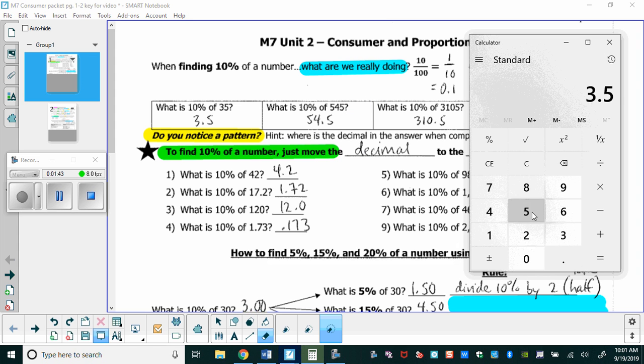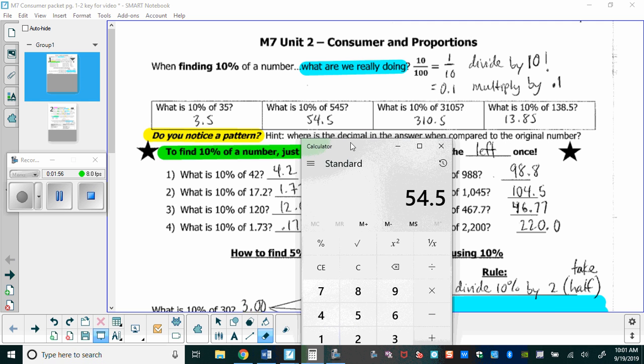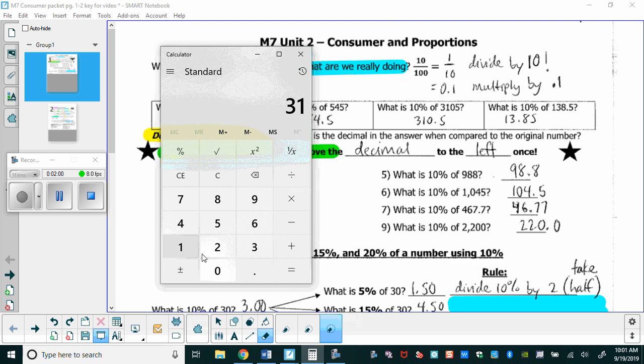With the 545, we're going to start with the 545. Some of you are just going to want to divide it by 10. Boom. And if we start with 545, others of you are going to want to multiply by 0.1, 54.5. All right, so we're going to start to notice something here when we do the 3,105, 3105 times 0.10, it's 310.5. And for the last one here, if we start with 138.5 and multiply by 0.1, we get 13.85.